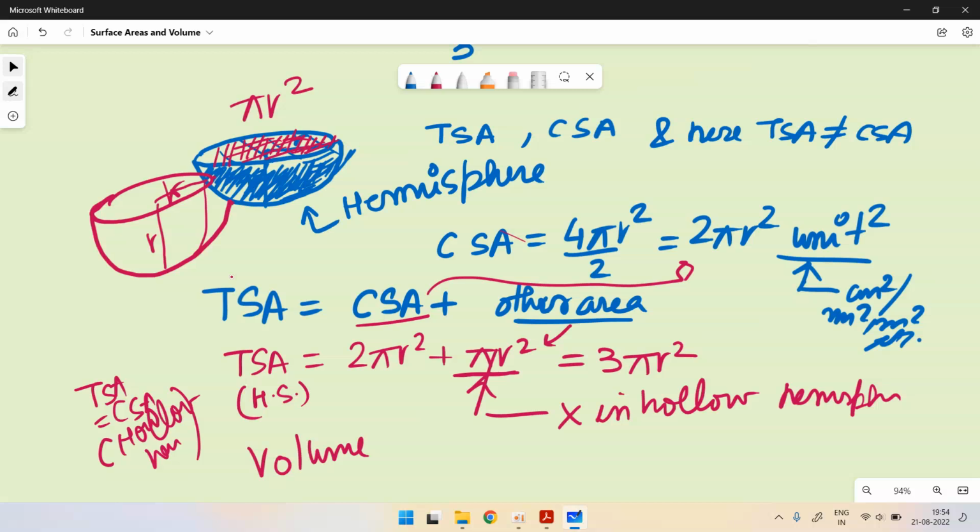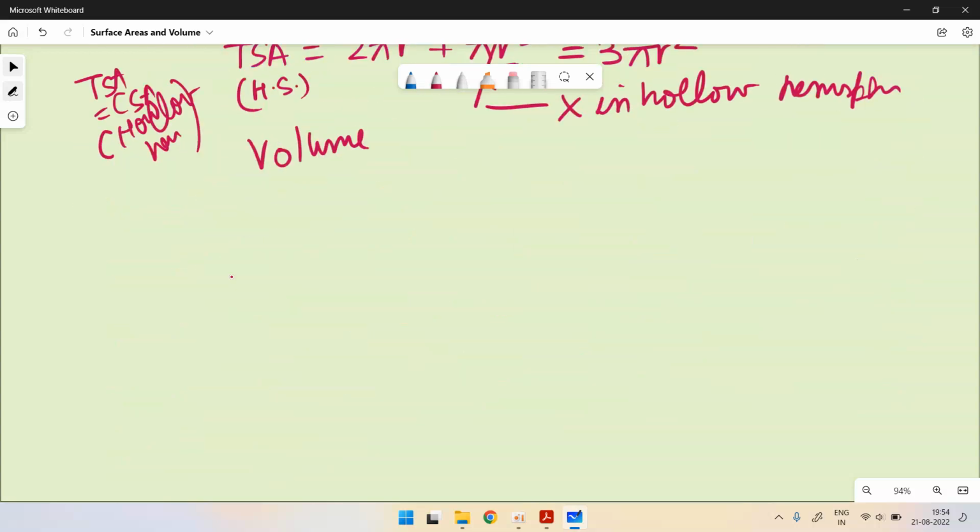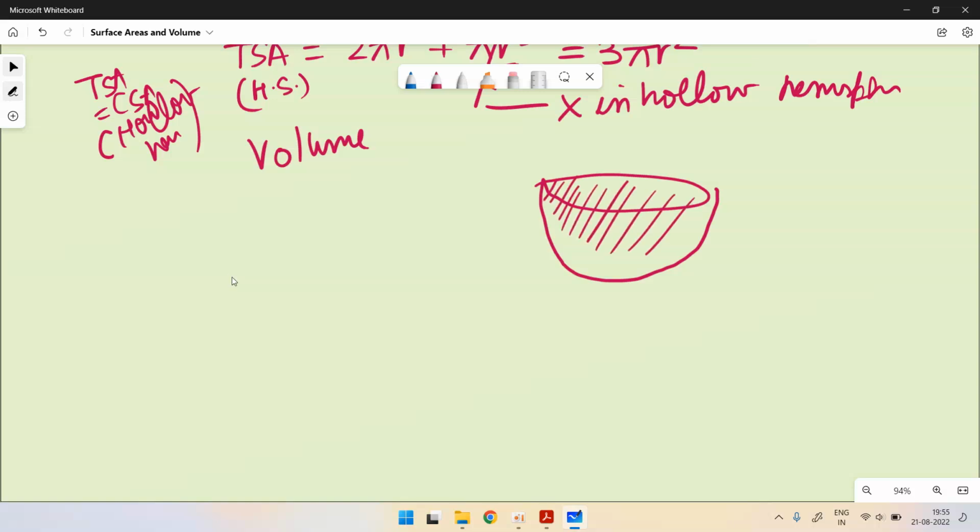But in case of volume, either it will be hollow or it is completely solid. The volume will always be the same in both the cases. So volume V equals half of the volume of a sphere, and you know that the volume of a sphere is 4 by 3 pi r cube.